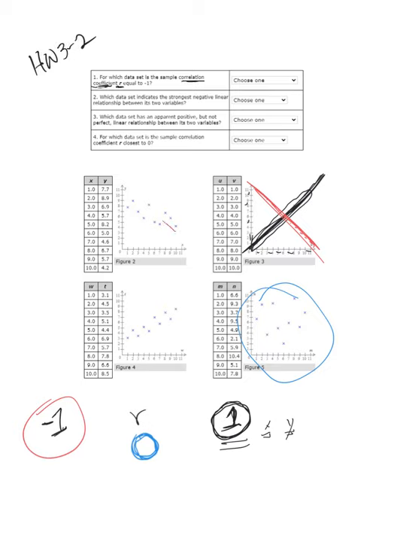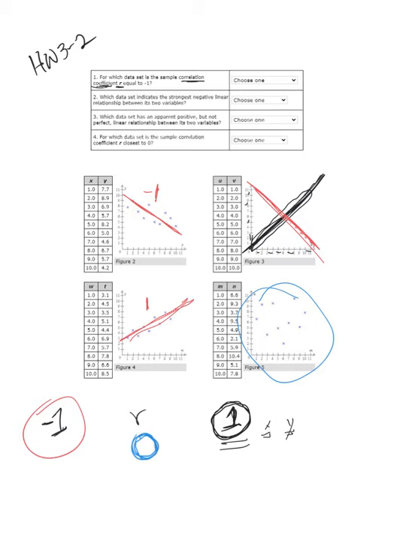This one here looks like it's got somewhat of a negative relationship. This one has somewhat of a positive relationship. This has an R value that's close to -1, but not exactly -1. This one's got an R value that's probably close to 1, but not exactly 1.